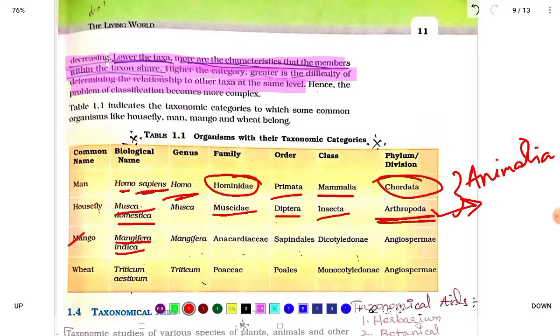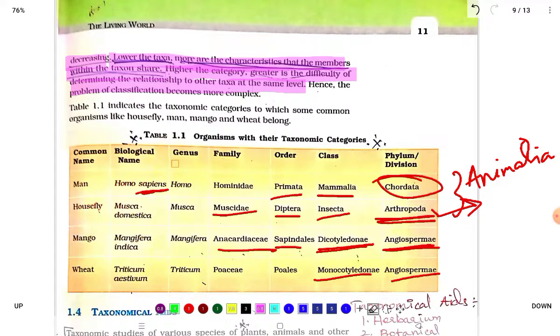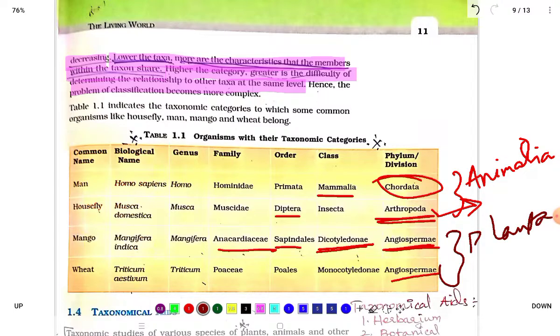Mangifera is the genus name, indica is the species name, Anacardiaceae is the family name, and Sapindales is the order, and it is Dicotyledonae class, and Angiospermae, it is the division. Okay, Angiospermae division. In the same way, wheat, Triticum aestivum, Triticum genus, aestivum is the species name, Poaceae family, Poales order, class Monocotyledonae, and Angiospermae, that is the division. Okay, these are things you have to remember. They can ask in 1 marks. And these two belong to kingdom Plantae. This all you know.